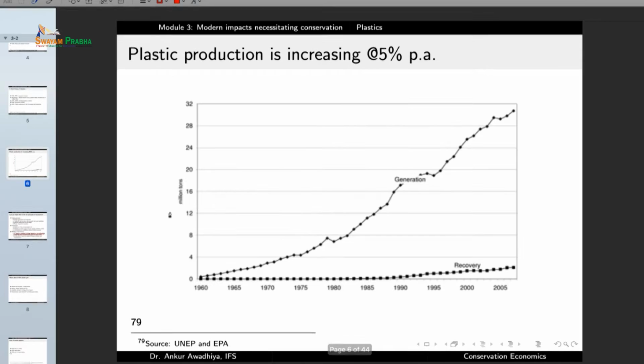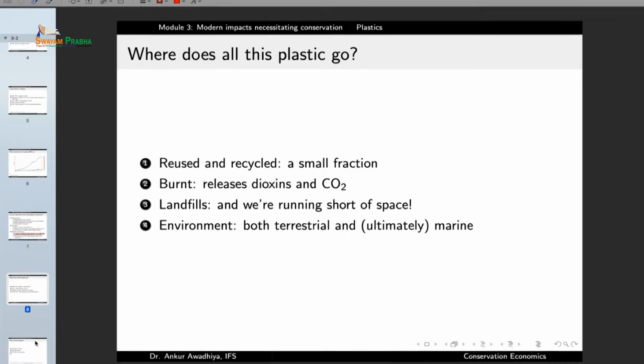If we go back to this curve, it shows us the generation of plastics, and this bottom curve shows us the recovery of plastics. Now, recovery includes recycling. So, the amount of plastics that is being recycled is a very small fraction of the total amount of plastics that is being generated every year. So, a very small portion can be reused or recycled, but what happens to the rest of the plastic?